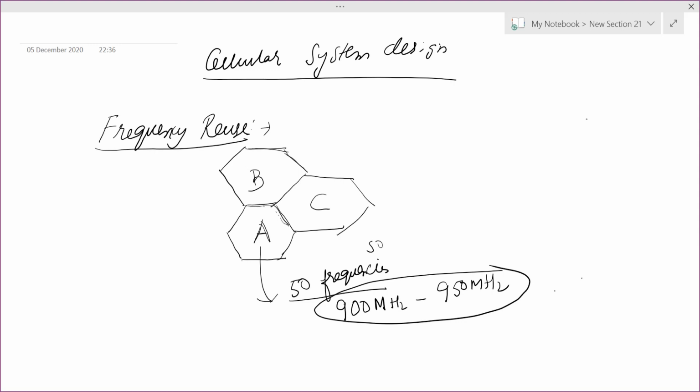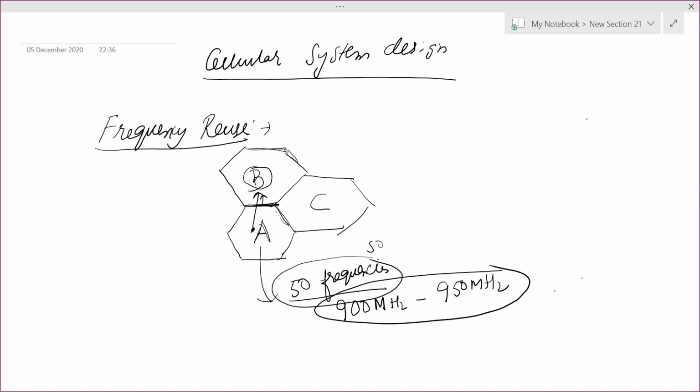Then since base station B is nearer to A, you cannot use these 50 frequencies. Why? Although the signal of A will be weaker after this boundary, because from this boundary onwards the signal coming from base station B will be stronger than that of A, still the signal of base station A will reach this point. So if you use the same frequency, there will be interference.